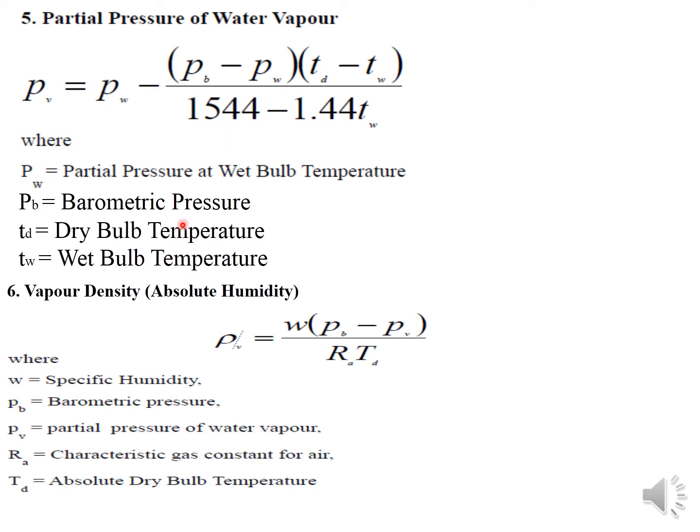So all this given data are here: Pb is the barometric pressure, the dry bulb temperature, and the wet bulb temperature. Suppose he asks you to calculate vapor density. That also we can solve using this formula, W into (Pb minus Pv) divided by Ra into Td. Td is nothing but the absolute dry bulb temperature. So these two formulas are important. One more is there.